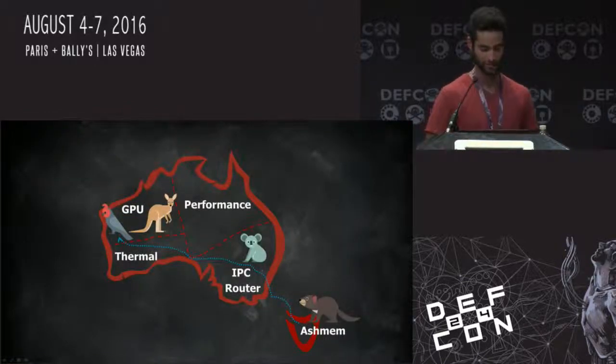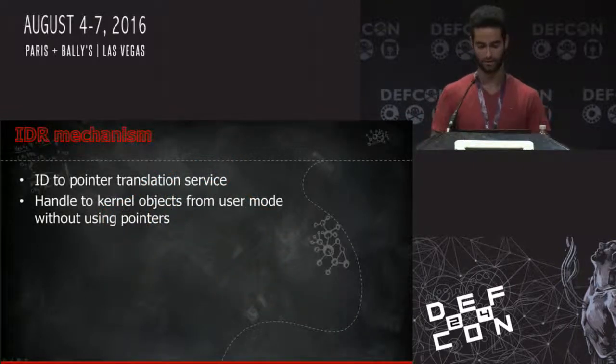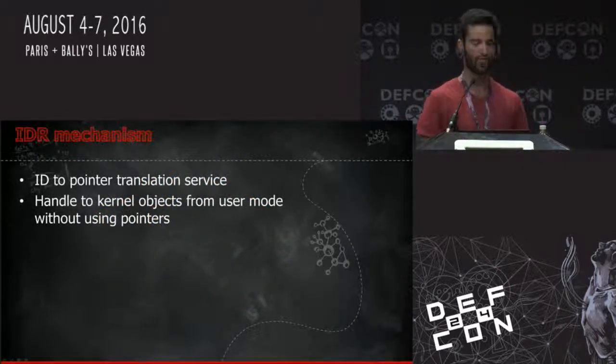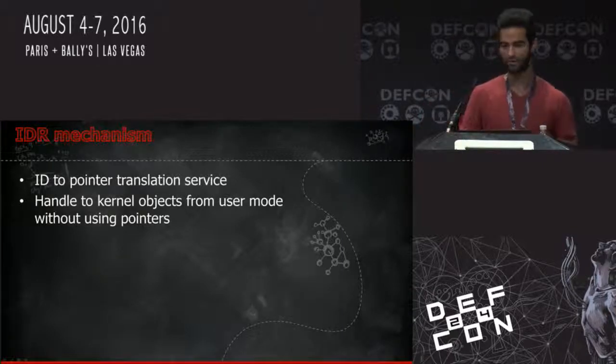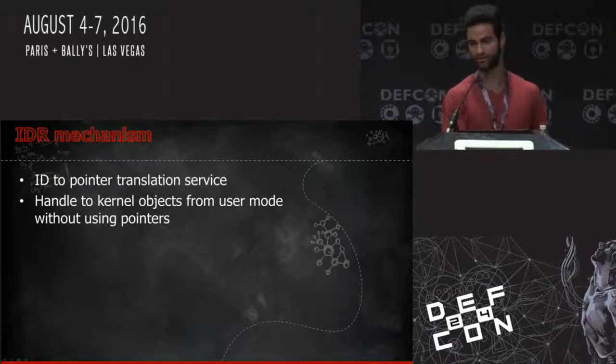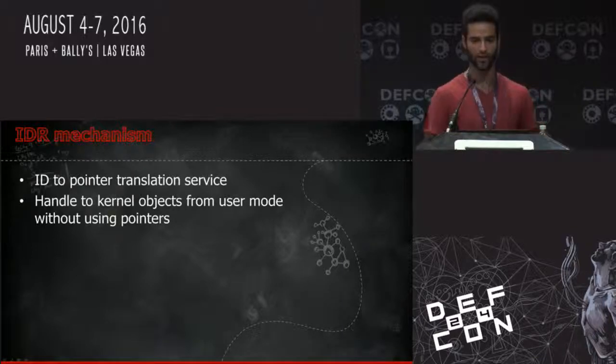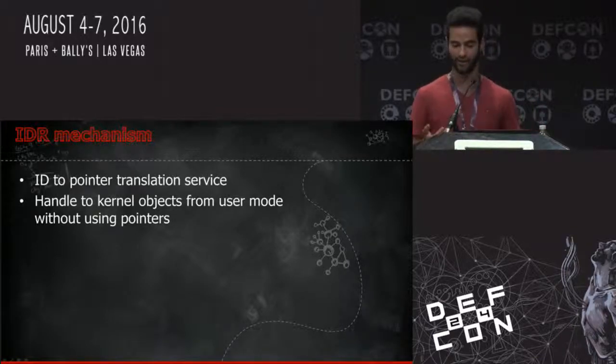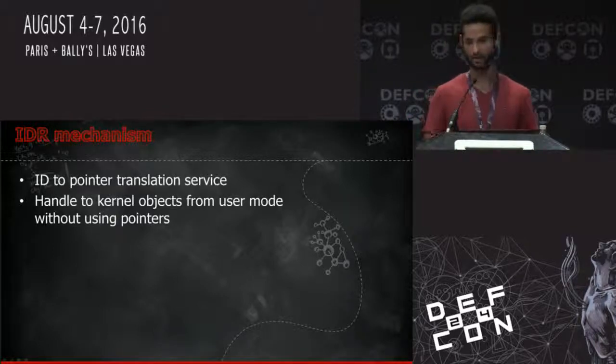But before we talk about them, we have to talk a little bit about a mechanism called IDR. So IDR is a Linux kernel mechanism, so it's not just for Android, and it allows mapping between numbers, like just IDs, to kernel pointers. When do you use that? Let's say that we want to let the user reference a kernel object, so we don't want to reveal the kernel address of this object, so we just give them a safe ID.